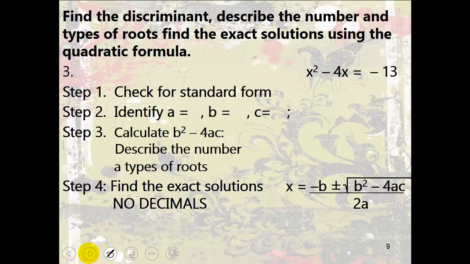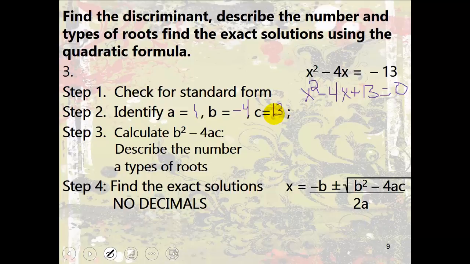Let's try the next one. Check for standard form. All right, so go ahead and answer the video question and write this in standard form. Okay, so x squared minus 4x plus 13 equals 0. Now we're going to identify A, B, and C. A is 1, B is -4, and C is 13.